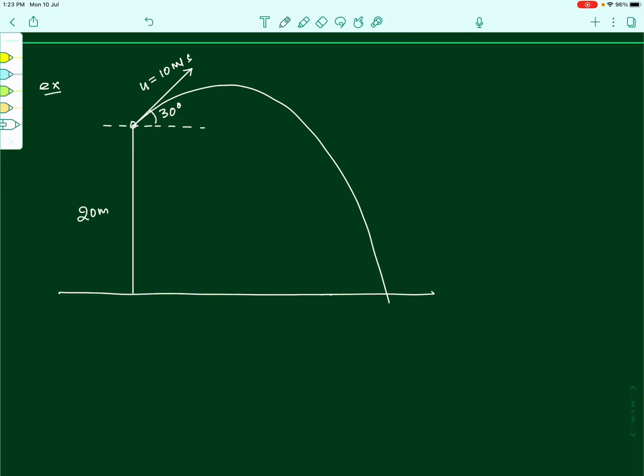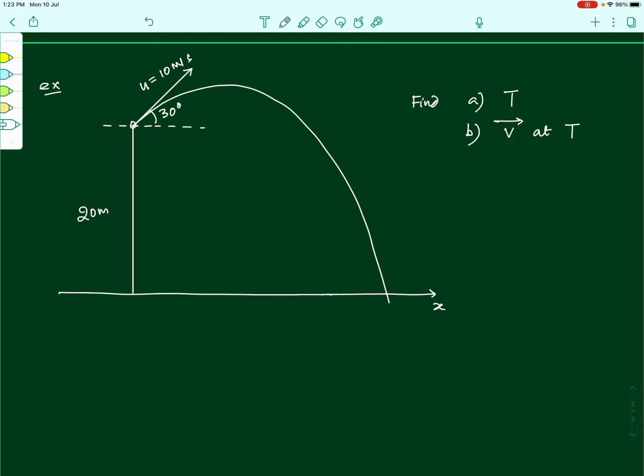and as the projectile falls down to the ground, we are supposed to find out, number 1, the time of flight, capital T, and number 2, the velocity of the projectile as it reaches the ground. So, velocity at capital T, at the final time when it hits the ground, at that point.